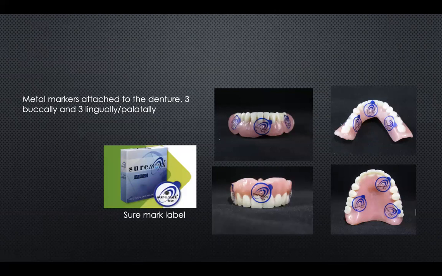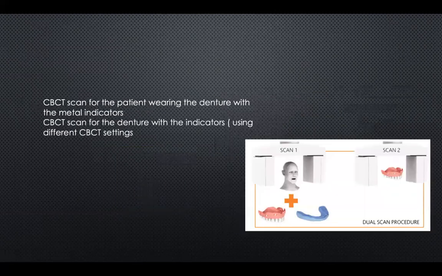And you move to the next step. The next step is you position your denture in the patient's mouth, and you take a CT scan of the patient wearing the denture with the markings in the dentures. After that, you remove the denture and you take a CT scan of the denture with the markings in the same position. We have to be careful in this not to change the metal markings' position. They have to stay at the same place.